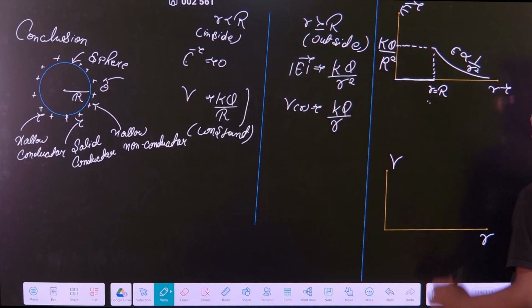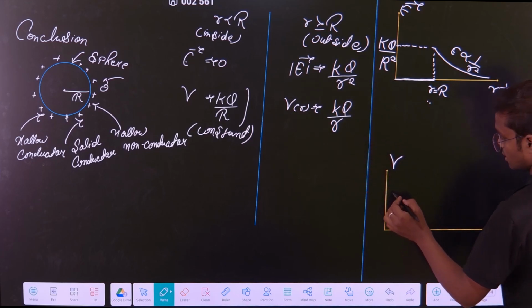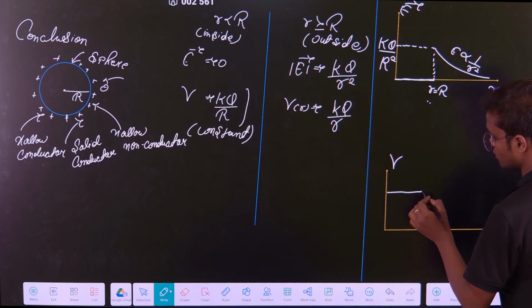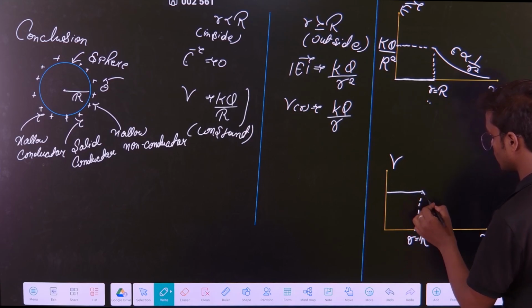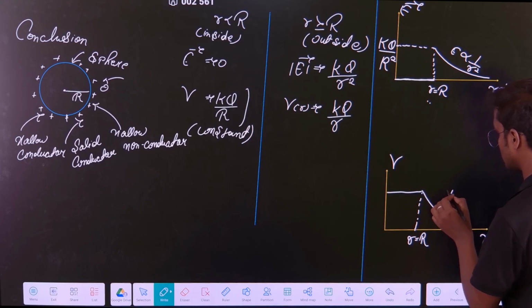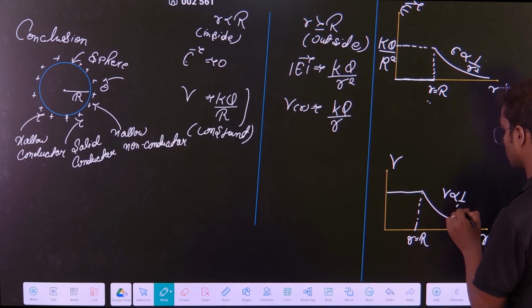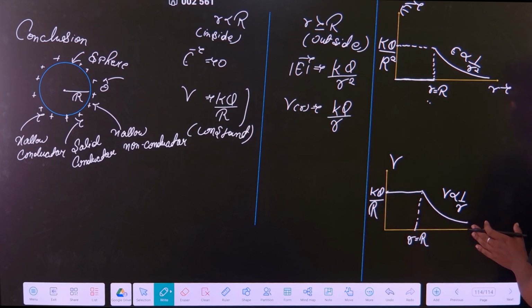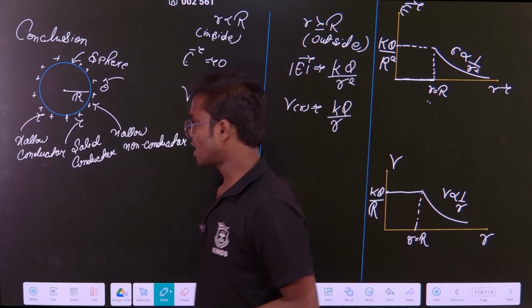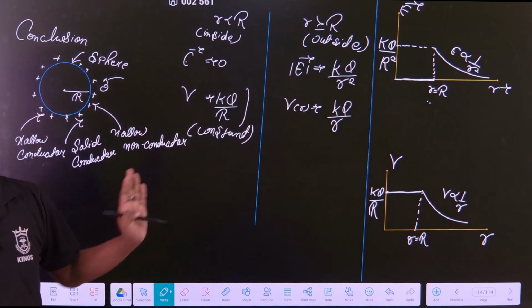Correct. Similarly here also, if you see inside, it will be a constant value. As R becomes equal to capital R, it will start decreasing. That means the potential is inversely proportional to R. And here, what is the potential? That is kq by capital R. I hope it is clear now. So this is how the potential varies with distance, and this will be valid for all these three cases.